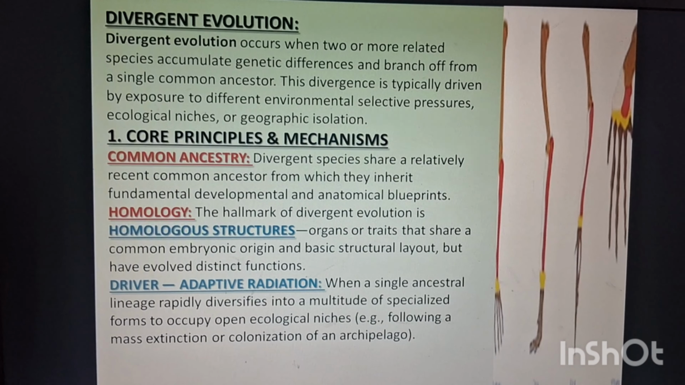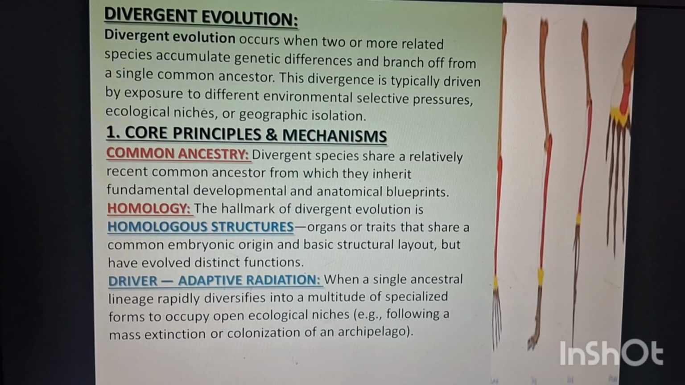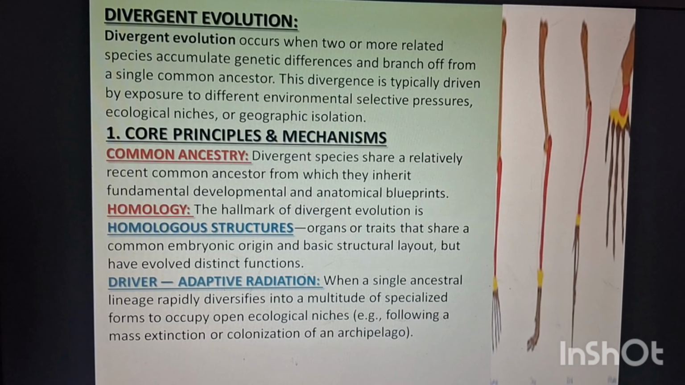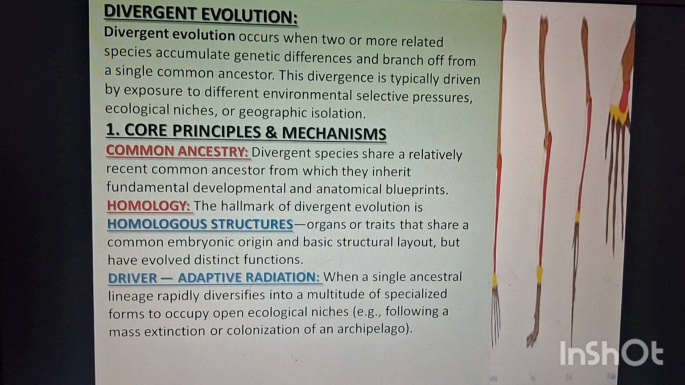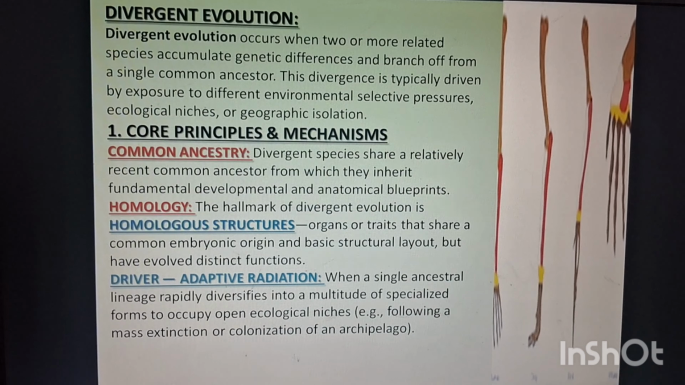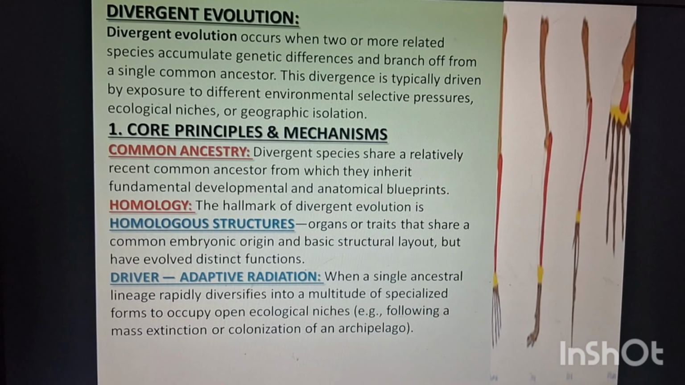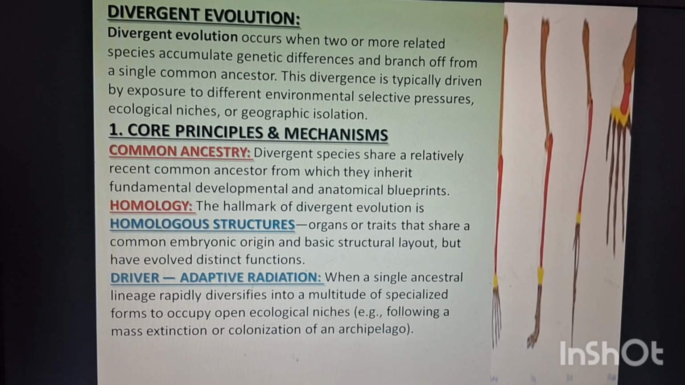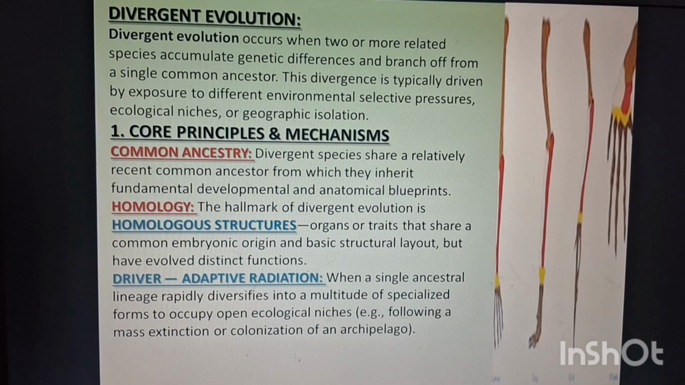Next, core principles and mechanism of divergent evolution. First principle is common ancestry. Divergent species share a relatively recent common ancestor from which they inherit fundamental developmental and anatomical blueprints. Next mechanism is homology. The hallmark of divergent evolution is homologous structures, and the driver is adaptive radiation.